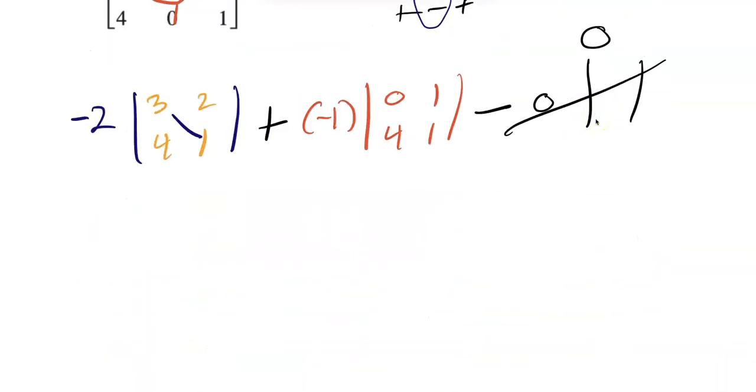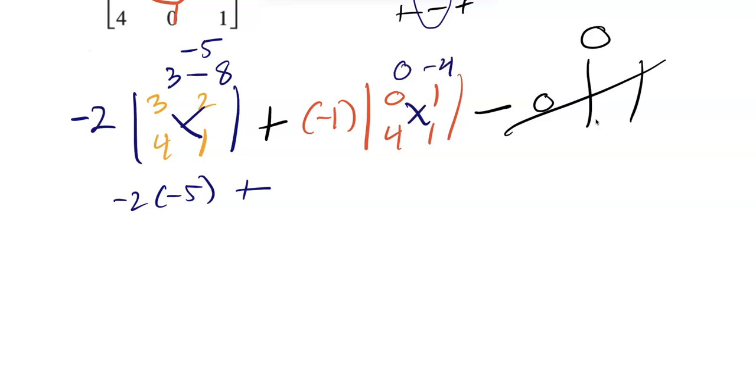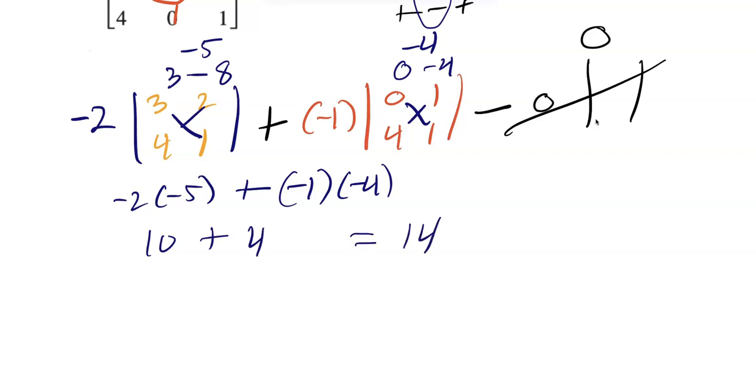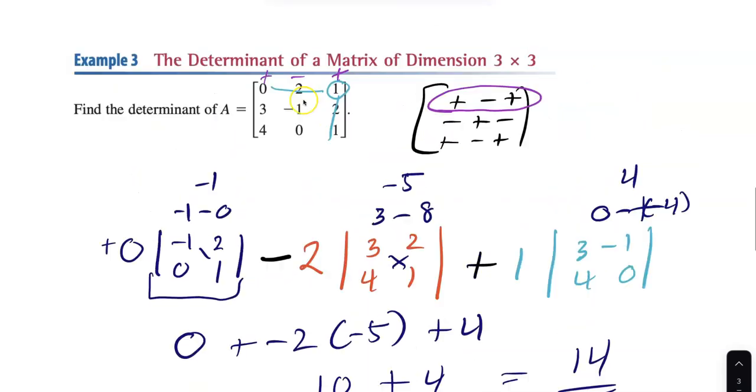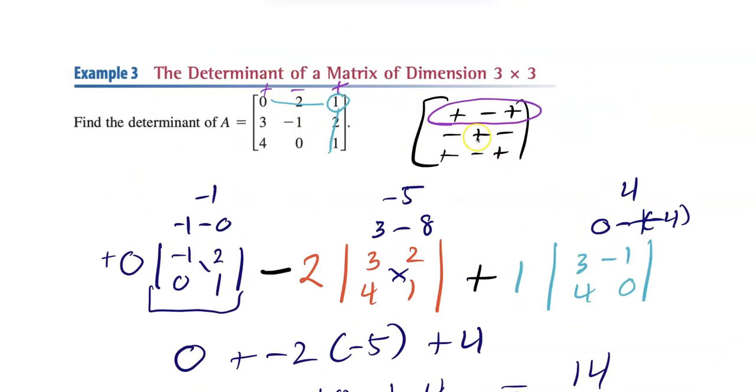So we're going to do down minus up, so 3 minus 8, so -5. So -2 times -5, plus down is 0, minus up, -4. So I get -4, -1 times -4. And we get 10 plus 4 is 14. So that's how you find the determinant of a 3 by 3 matrix with cofactors. So you expand by cofactors.